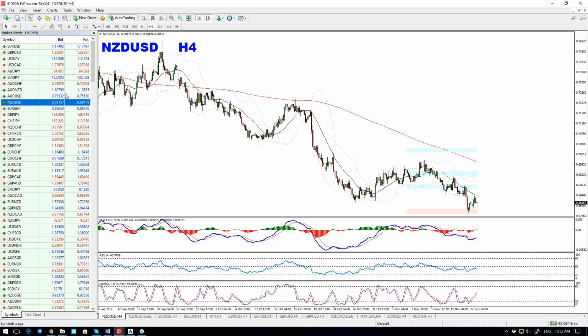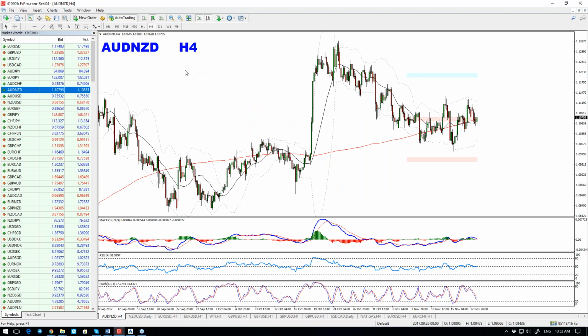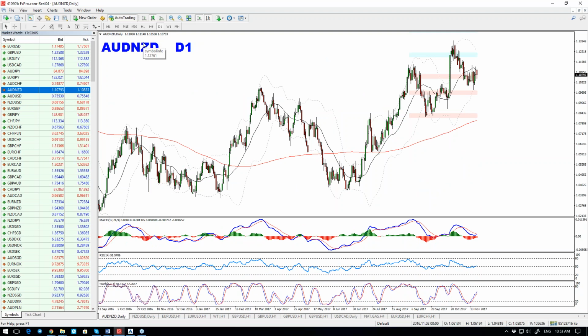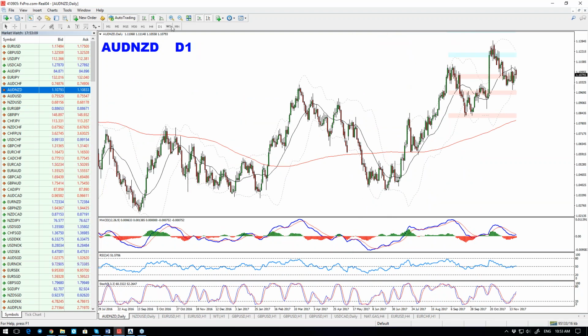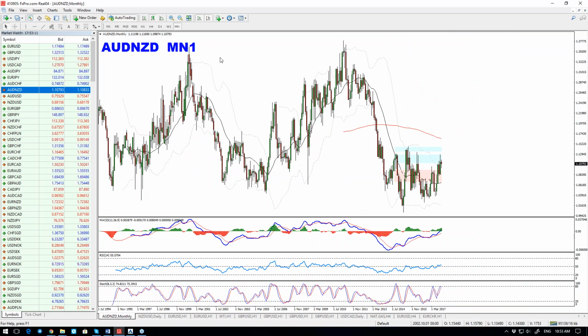Our next pair is the cross in between these two. Aussie Kiwi. Aussie Kiwi is tradable in both directions. Why? Because it has a triple cycle. Let's start from the long view, the monthly and the weekly. We had this special cycle, so we expect a further run.